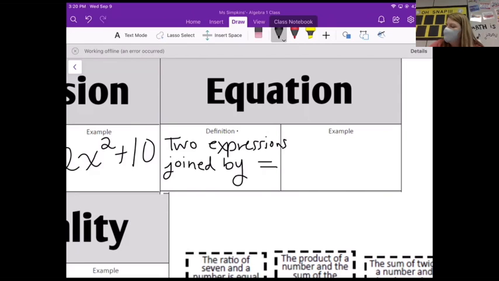Okay, so an example of an equation would be like 3x plus 6 equals 14. I know that that's an equation because it has an equal sign. Very good.